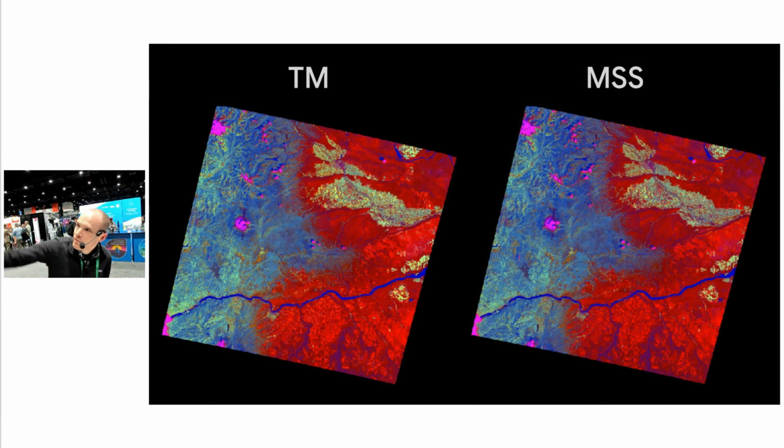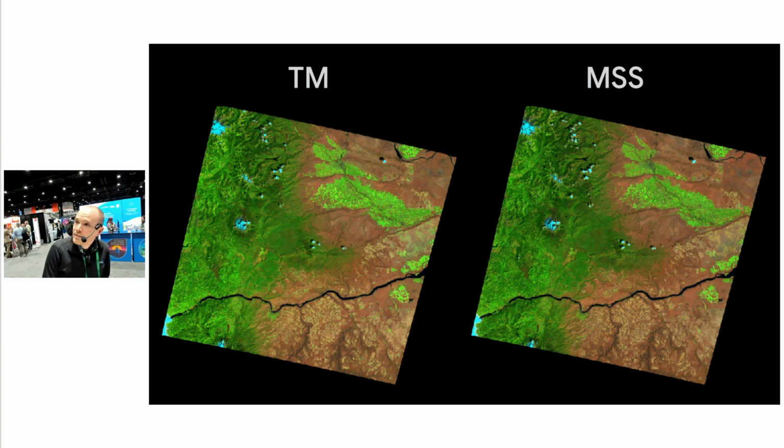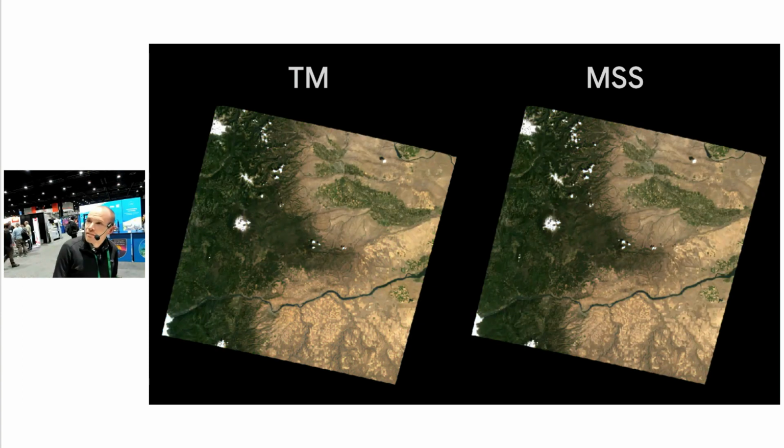They look quite similar. Maybe in the agricultural region, MSS is a little more muddled. This is looking at the comparison with SWIR 1, NIR, and green. Again, really similar. Here's the coincident pair in true color. And true color includes the blue band, which MSS didn't have, but we can predict it really well, as you can see here.